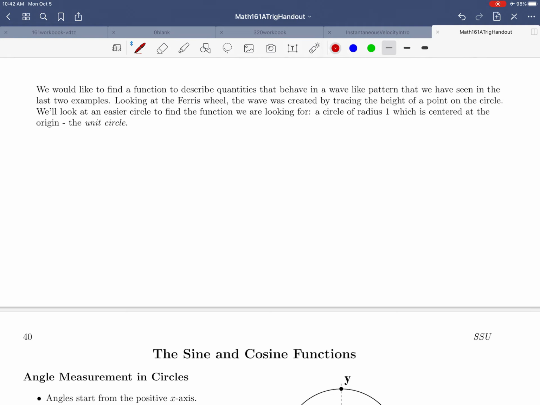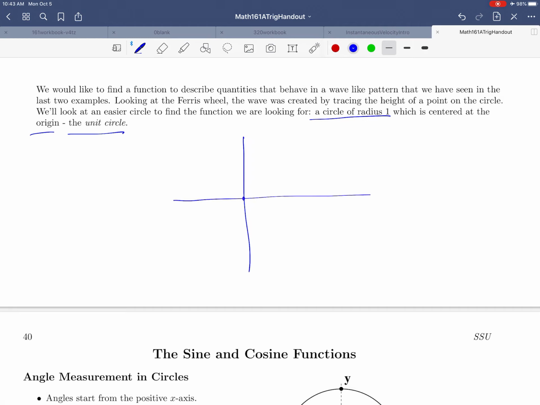There are a lot of wave-like phenomena that we'd like to describe. And the way we are going to define these functions is, again, by tracing the height of a point on a circle. Instead of a circle that has radius 15, like we saw before, we are going to use a simpler circle. We're going to take a circle of radius 1 that is centered at the origin, and this circle is called the unit circle.